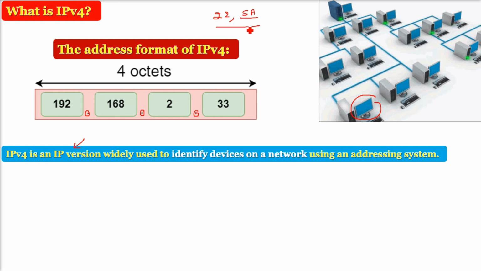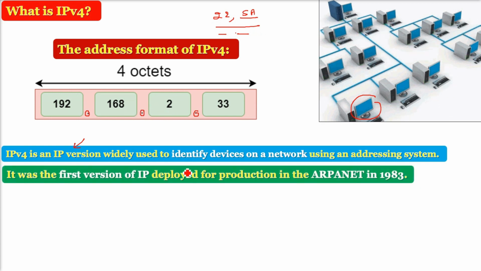Your address, you know, the number of your house, then your street or lane address, then your city, and then country, and then the PIN number. Similarly, for a computer, this is the address. So this IPv4 was the first version of IP, and it was deployed for production in the ARPANET in 1983.